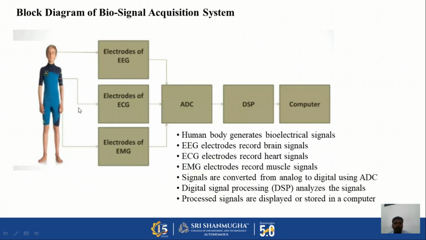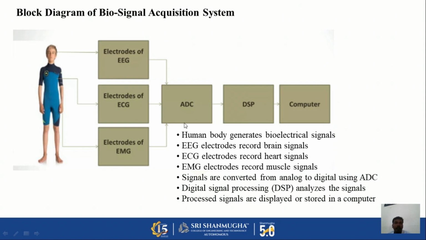So next, block diagram of biosignal acquisition system. This diagram shows the basic bioelectrical signal acquisition and processing system used in biomedical engineering. The human body generates different types of electrical signals as a result of physiological activities. These signals can be measured using specialized electrodes placed on different parts of the body.